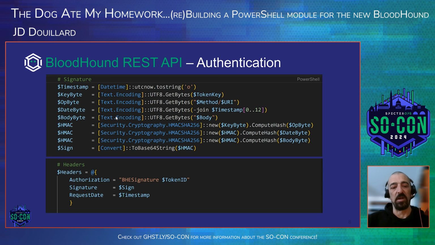So here you have to build this little wrapper function that does this for you. And this is basically what the whole BloodHound operator module is built around. It takes care of the whole signature every time for you. You just have to give your token key and token ID once, and then every call you make during that session will be signed properly.